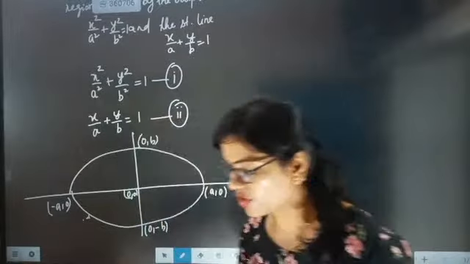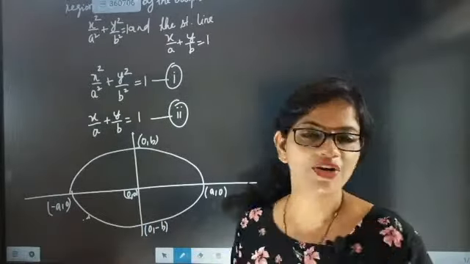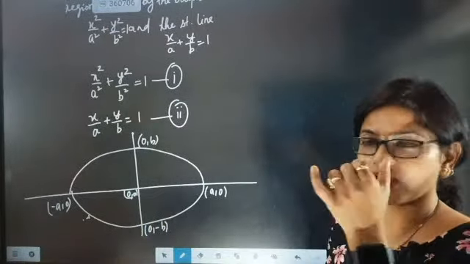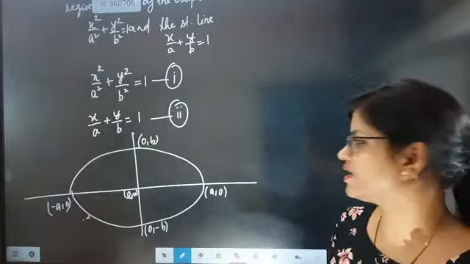Now the most important point here is the line. What exactly are we talking about? The intercept form of a line. The intercept form of a line, you don't have to do here and there.